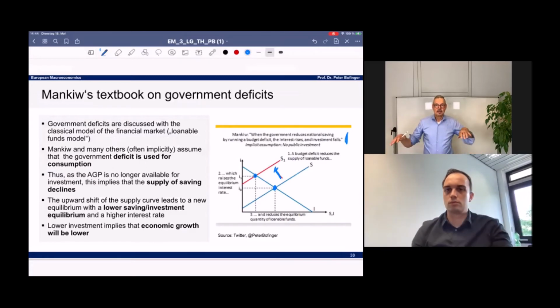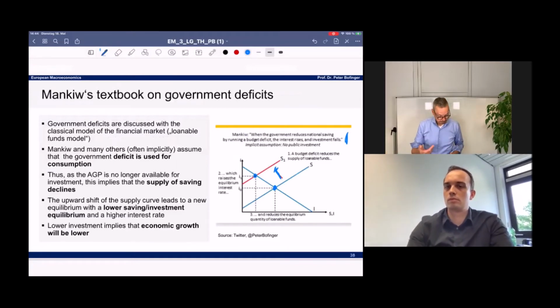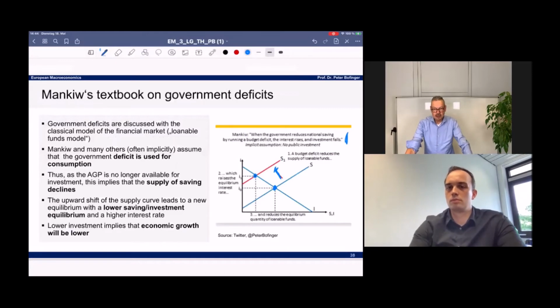In order to be precise, I want to mention that the debt brake in the German constitution says that the Länder have to have a balanced budget, but the federal government is allowed to run a deficit of minus 0.5%. So a little deficit is allowed for the federal government.